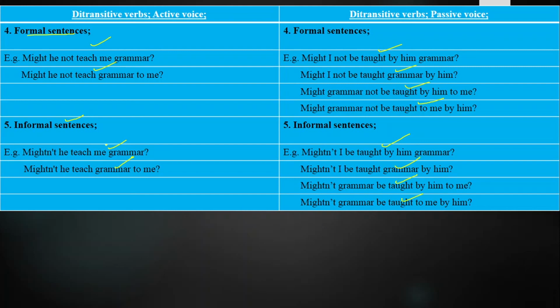So these are the sentences of modal auxiliary verb may and might from active voice into passive voice in ditransitive verbs, changing them from one place into 4 places. Like there will be 4 ways to change the ditransitive verbs in modal auxiliary verb may and might.